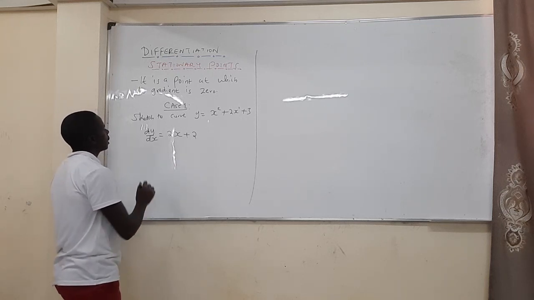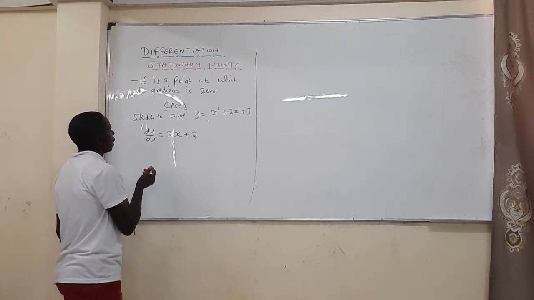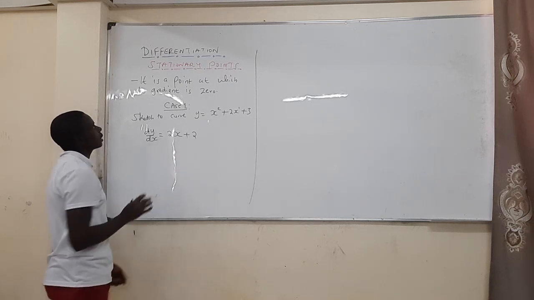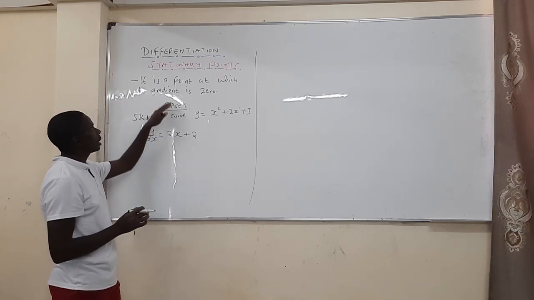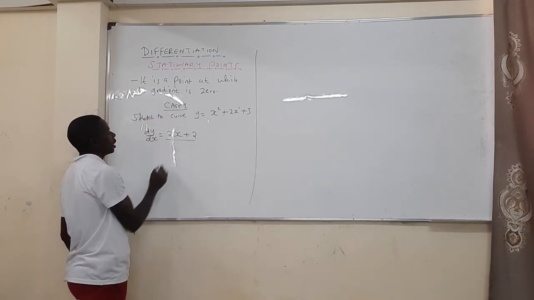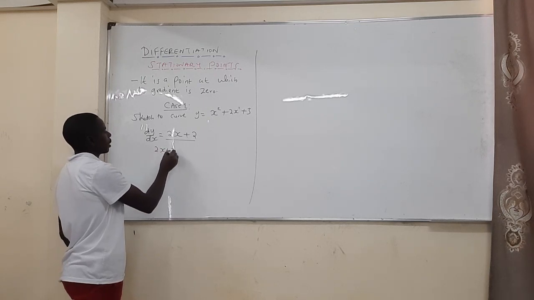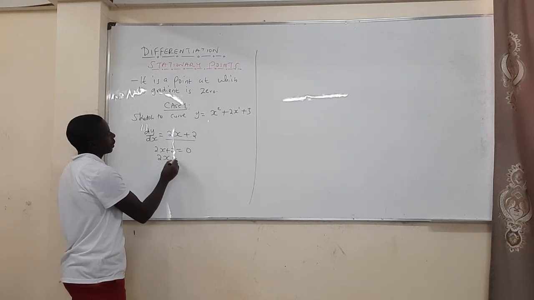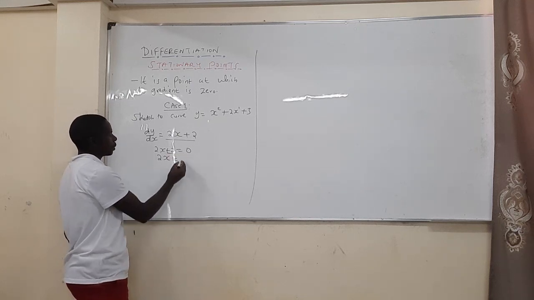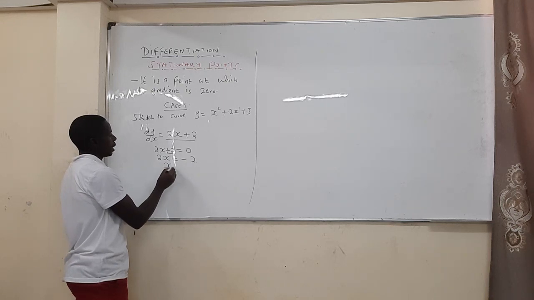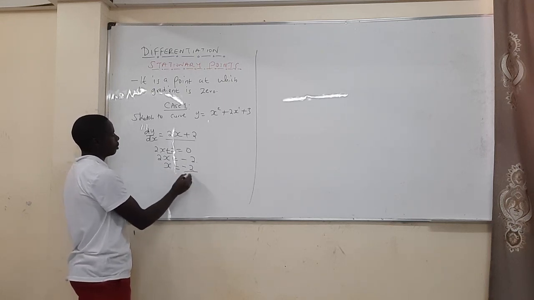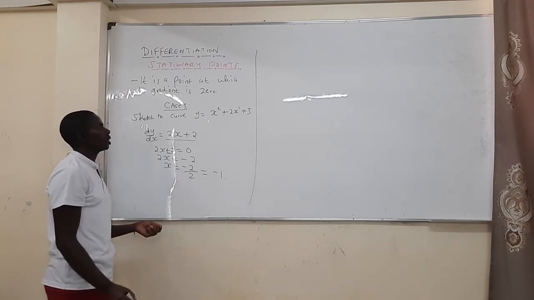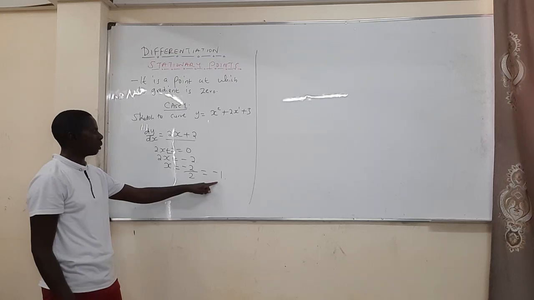Now, that is the gradient function. At a stationary point the gradient is 0, so we equate our gradient function to 0. 2x plus 2 equals 0, so 2x equals, we take plus 2 to the other side of the equal sign, minus 2, and then x is minus 2 divided by positive 2, which is minus 1. So that is where we have the stationary point, at x equals minus 1.